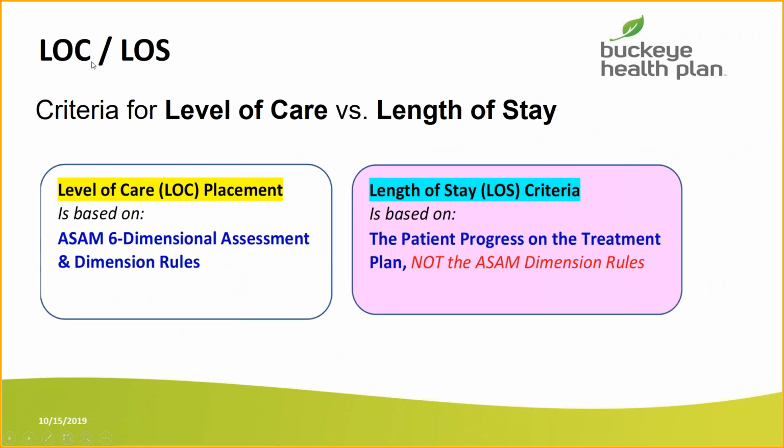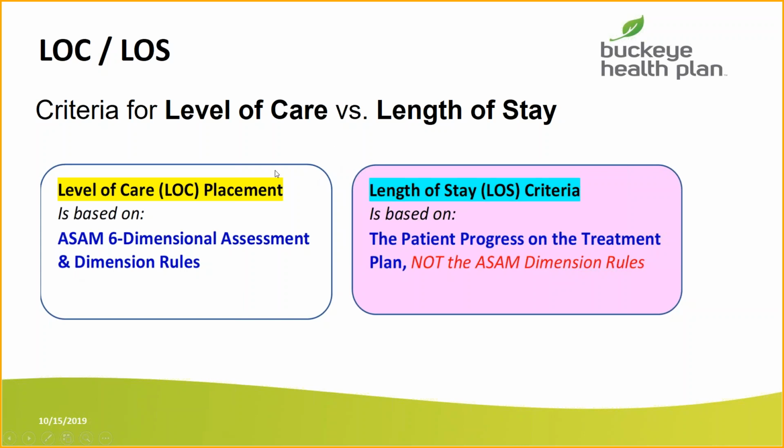So looking at the level of care versus the length of stay, two separate criteria sets. For the level of care placement, yeah, you should look at the ASAM 6-dimension assessment. You should look at the dimension rules. These are the two criteria sets that you use to determine the right level of care, whether the patient should go through detox, which is now called withdrawal management, or go to residential, partial hospital, intensive outpatient, or outpatient. These are the criteria sets right here.